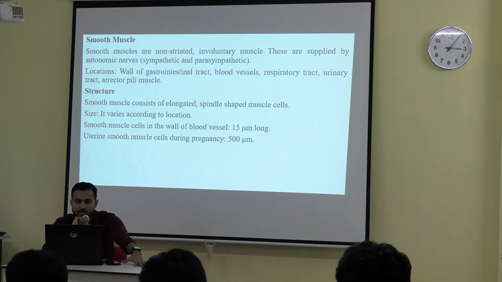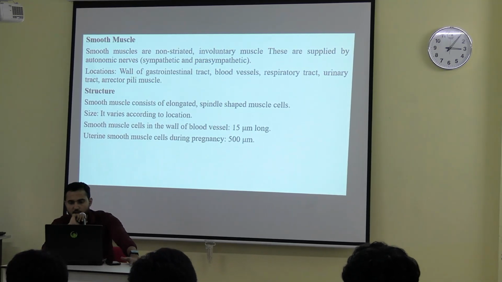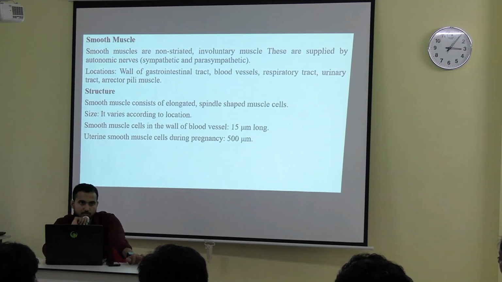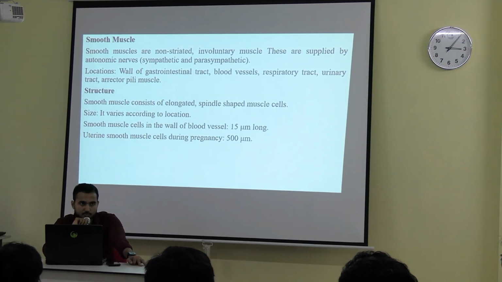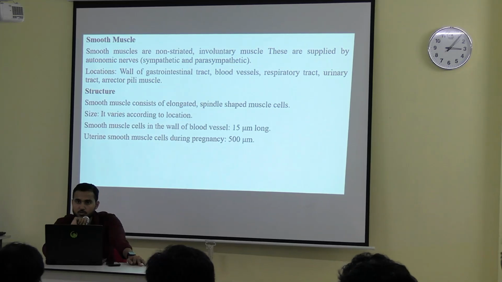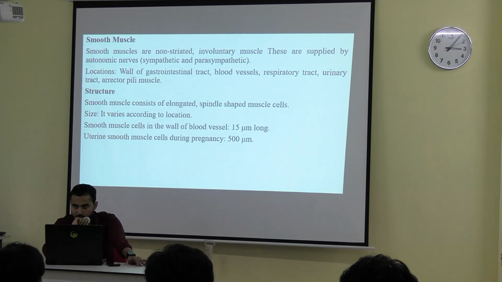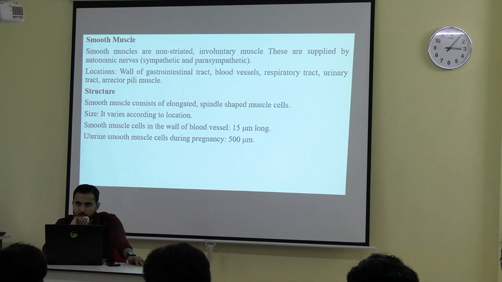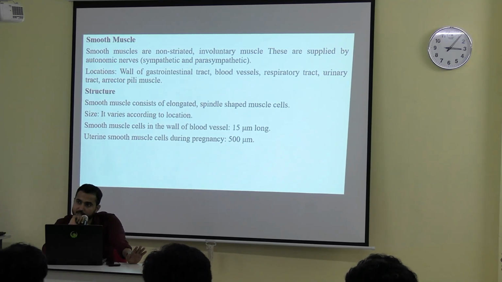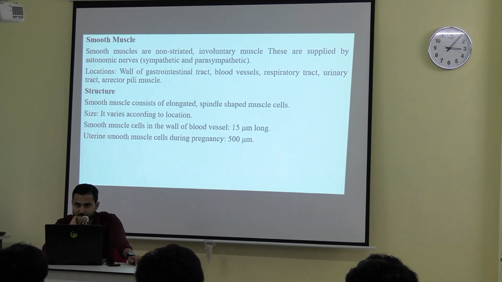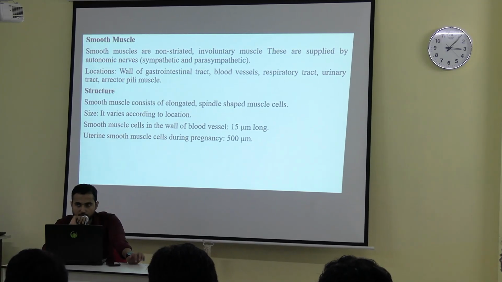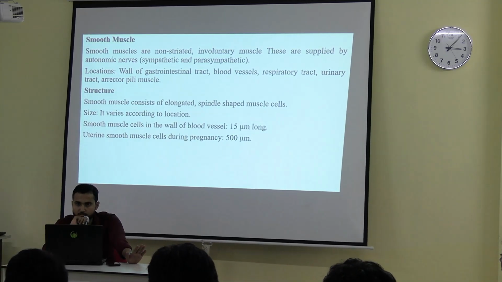So the question is why they are non-striated. Anyone? Any idea why they are non-striated? No. Myofibrils are present. Myofibrils will be there in all. Actin, myosin filaments are present in all three cases. Think what will be the reason?